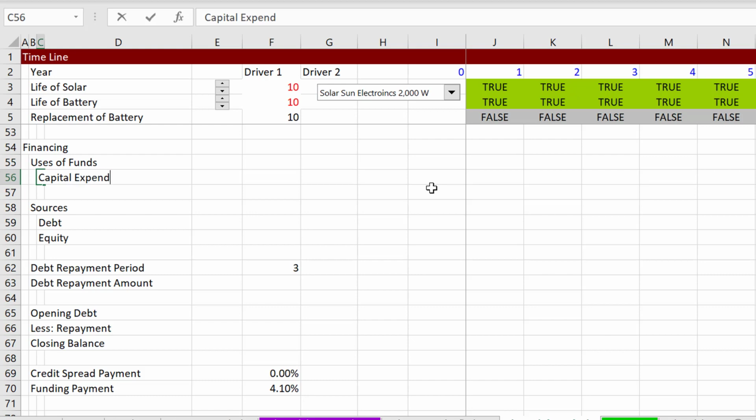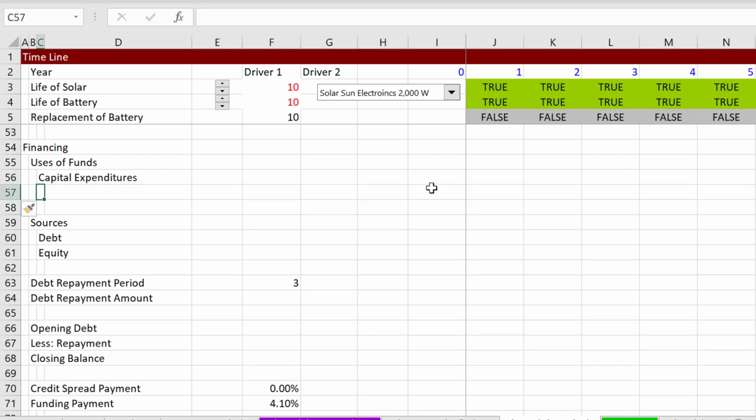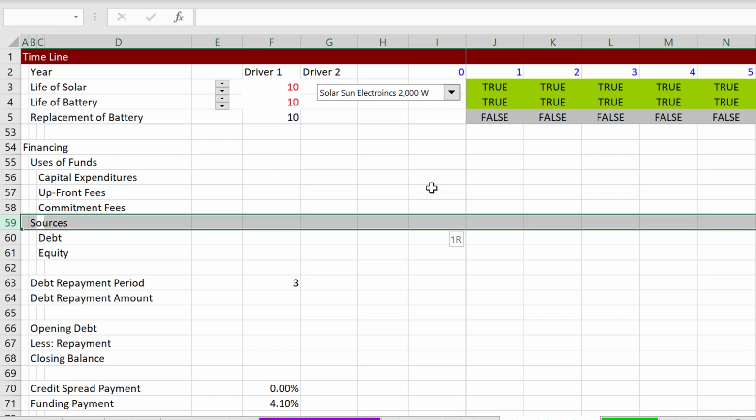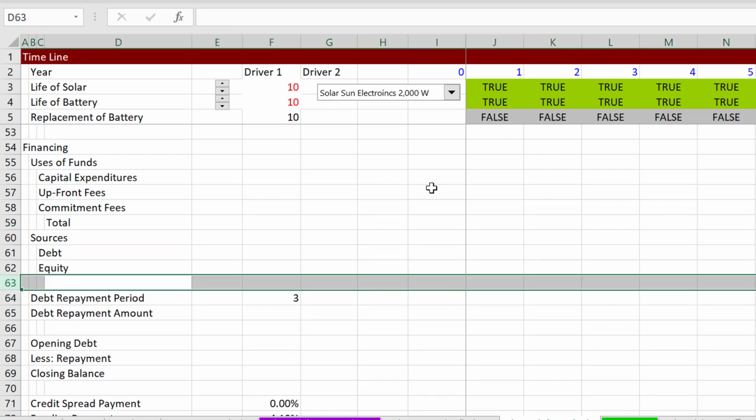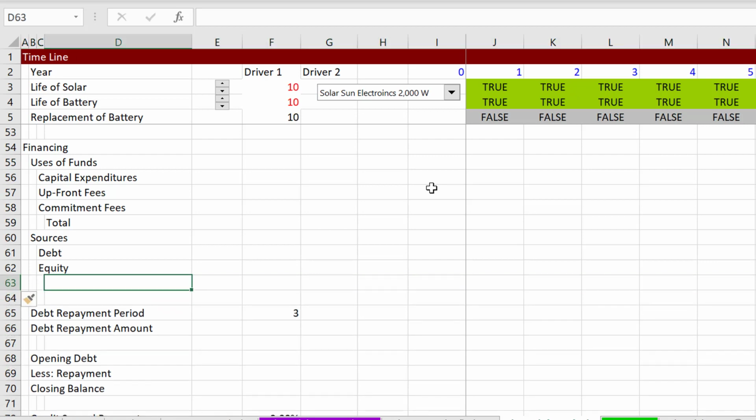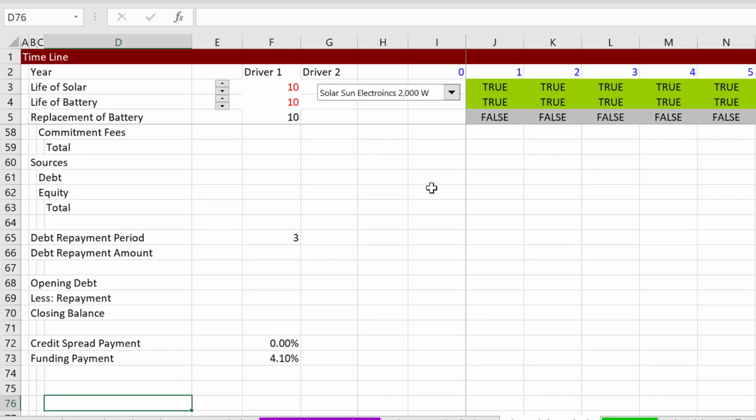capital expenditures, and then below there we'll put the and we'll put some commitment fees, and then we can even get a total, and we can even down here get a total, of course, too. Okay. And then once we have all of this finished, then we can move over.